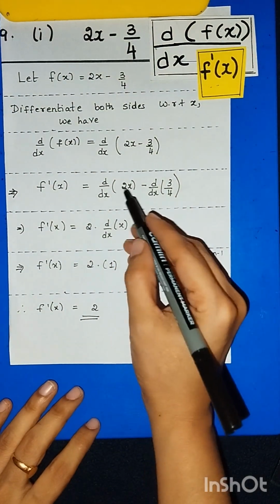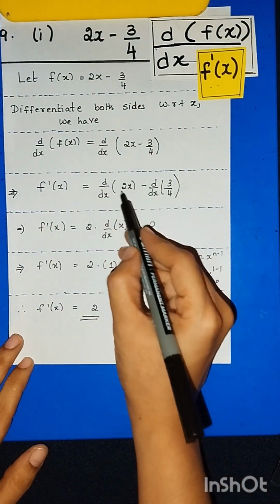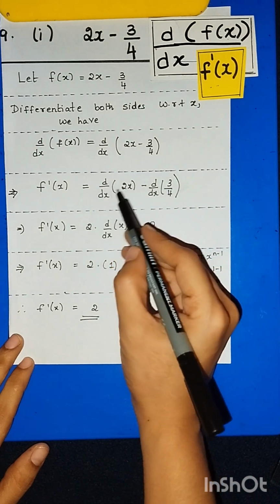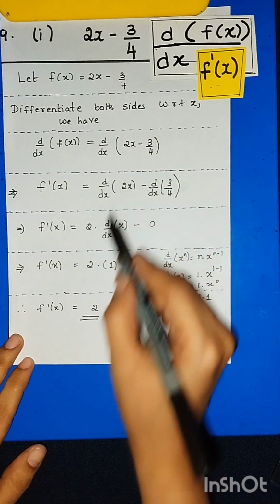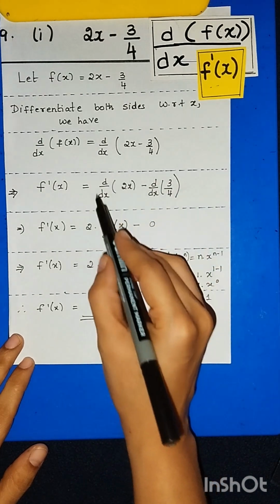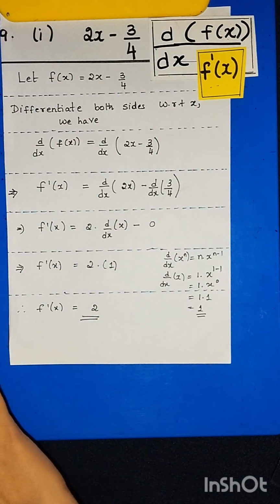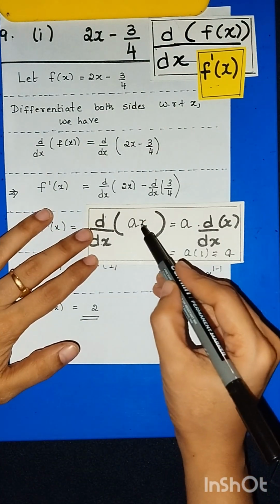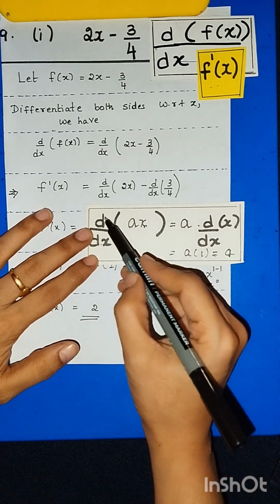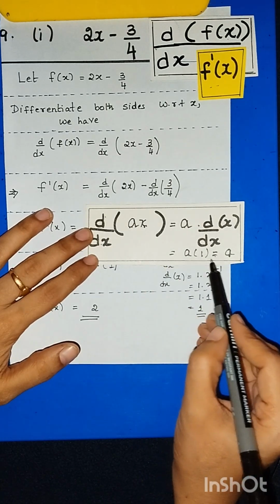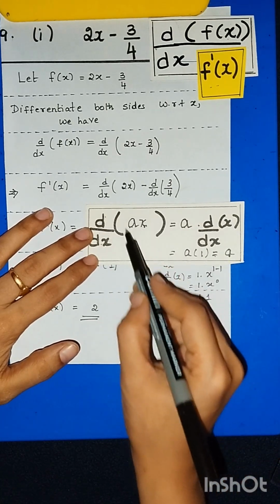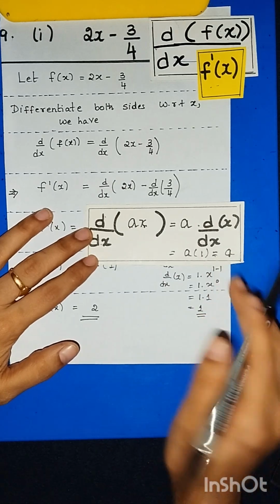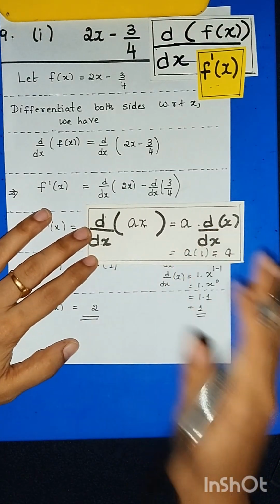Now one thing you can remember here, d by dx of 2x is 2. So you can remember here, d by dx of ax is a. So d by dx of 2x is 2, d by dx of 0.5x is 0.5. So you can remember this.